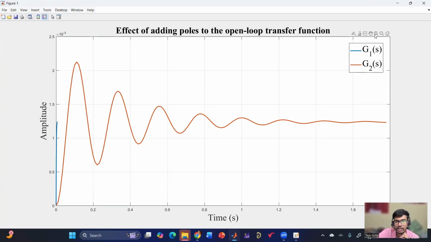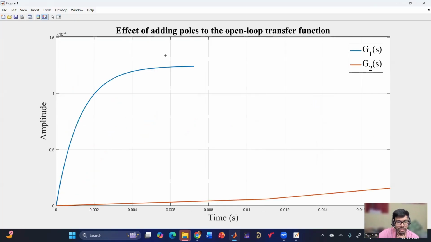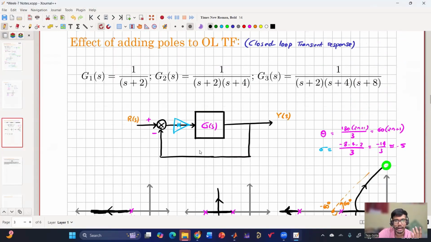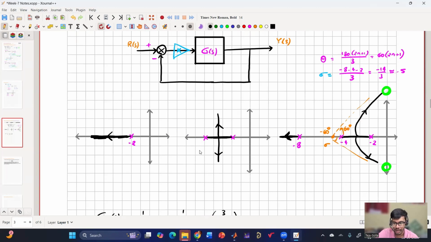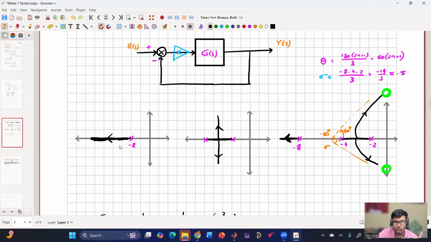And then the first guy, for the same gain, is still overdamped because the pole is on the left hand side. This is the response of the first guy, which is 1 by s plus 2. So with this MATLAB simulation case study, what we have understood is that by adding poles, sometimes the system may become unstable for a higher gain. Here we have considered one case where the first guy is overdamped and this guy is underdamped and this guy is also underdamped, but it can become unstable for a certain gain, which we obtained from the root locus, to see whether it is true or not.